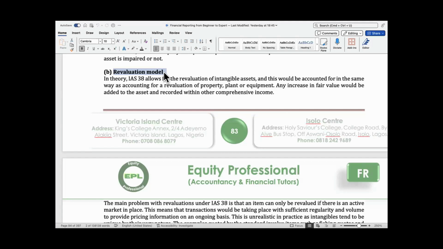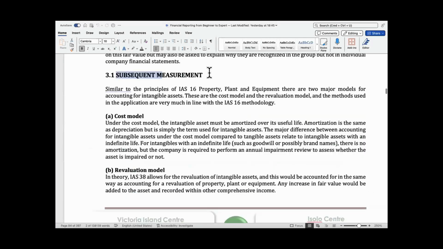So those are the peculiarities for subsequent measurement that you really have to learn, that you seriously have to put into consideration.